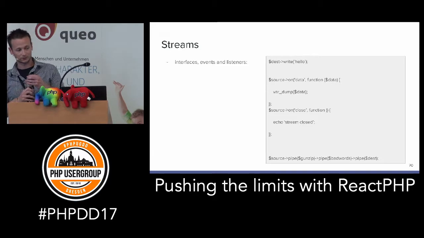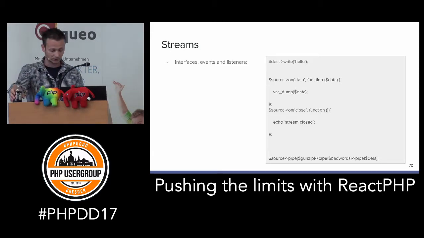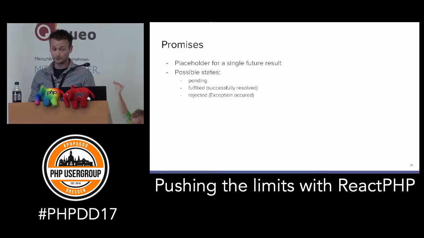So this is abstraction number 2. Abstraction number 3 is promises. Who has used promises before in JavaScript, for example? Okay, about half of you. Basic idea is it's a placeholder.